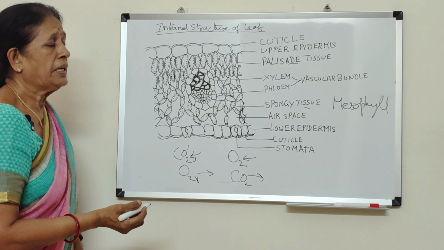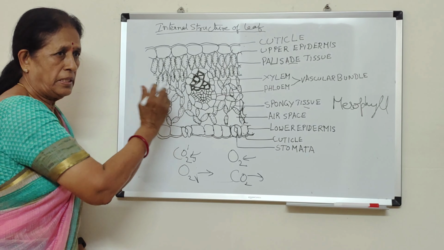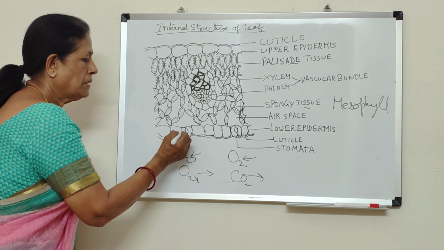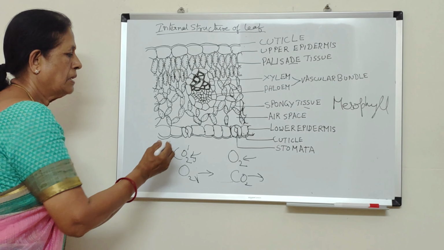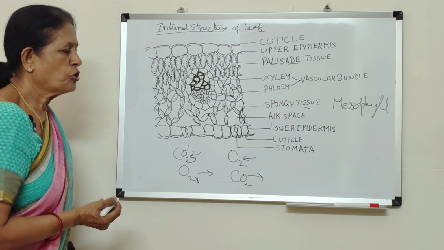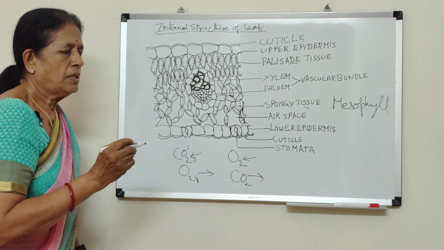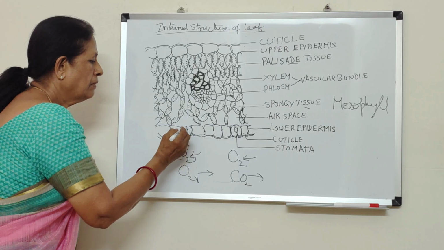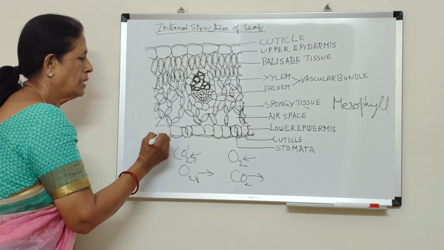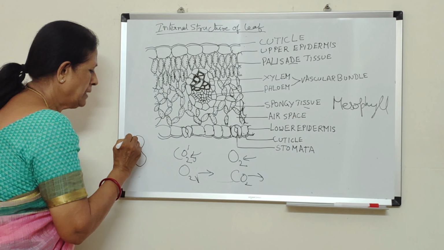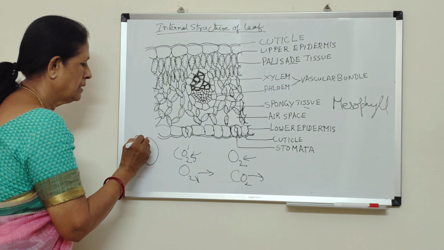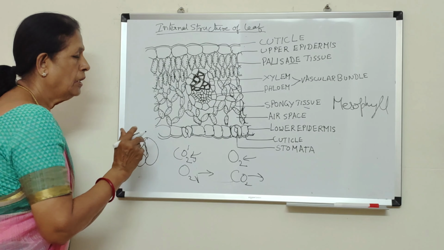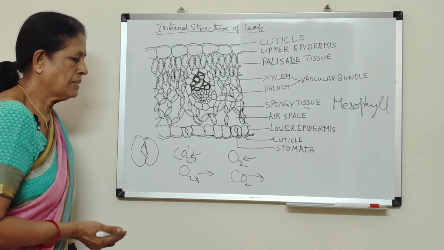How the gases enter into the cell, into this mesophyll tissue, that is the question. So in the lower epidermis there are small openings which are called stomata. The opening is called a stoma, and there are two guard cells which are like bean seed shaped cells. They make the opening through which the exchange of gases will take place.